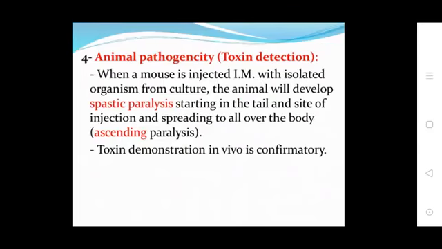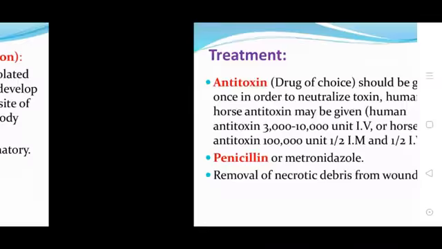Animal pathogenicity and toxin detection. When a mouse is injected intramuscularly with the isolated organism from culture, the animal develops spastic paralysis, starting in the tail and at the site of injection, spreading over the whole body as ascending paralysis. Toxin demonstration in vivo is confirmatory.